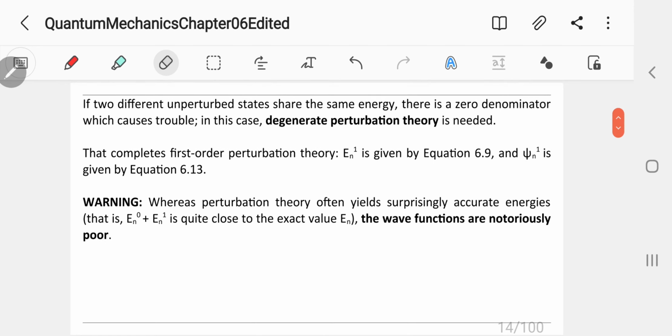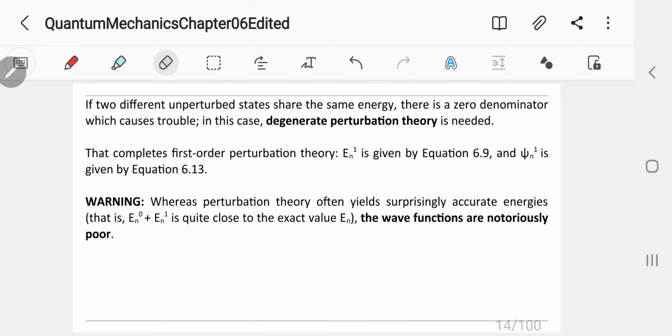Now, if two different unperturbed states share the same energy, there will be a zero denominator that will cause a problem. In this case, we have to use degenerate perturbation theory. So we now know the correction to the wave function.